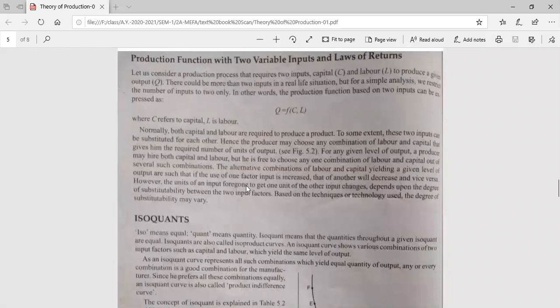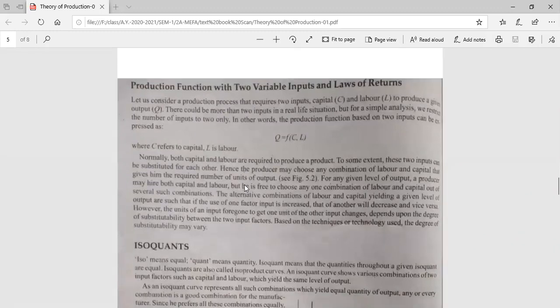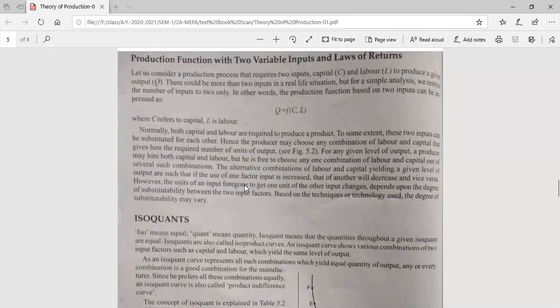Now we go with the production function with two variable inputs and law of returns. In the previous case, there is only one variable. What is it? It is only the labor. We are changing only the labor and we are observing the output. Now here, we are varying both the capital and the labor, and we are observing the output, and we are seeing how this law of returns occurred.